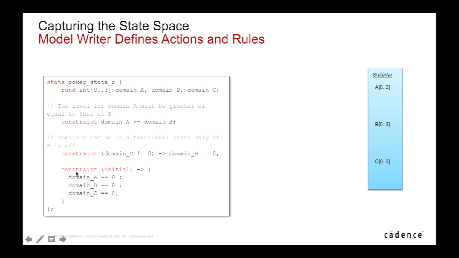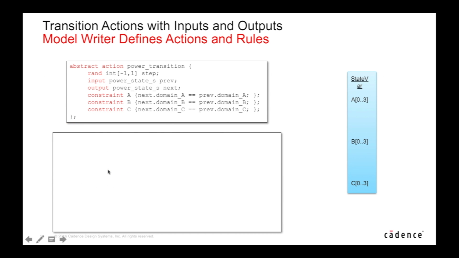So here it is. This is how you write it in PSS. Power state, initially all the domains A, B, and C are off. And we're done with that. We've just modeled our state variable. Now, how do we implement a transition between the values and the levels?